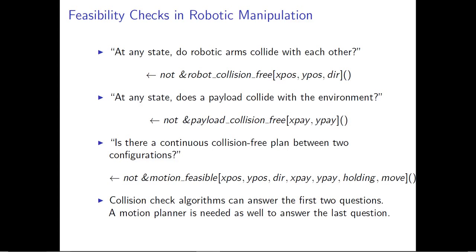while moving the payload. And here you see that in these two external atoms, we pass the positions of the robots and their orientation, and here we pass the positions of the payloads. But for this external atom, we pass the position of all the robots, the position of all payloads, whether the robots are holding the payload or not, and also the moves of the robot. So here, this requires more feasibility checks.